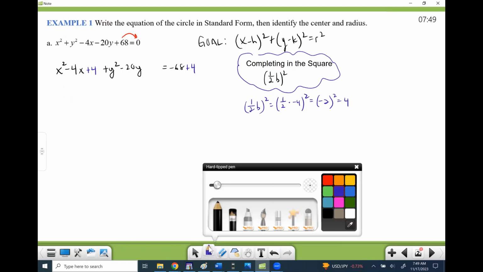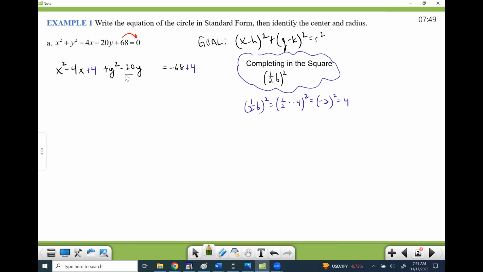Now we're going to complete the square again, but this time with the negative 20 as our b. So we take half of b and square it. Half of negative 20 gets us negative 10, and negative 10 times negative 10 is 100. So we're going to put a plus 100 here and a plus 100 over there.